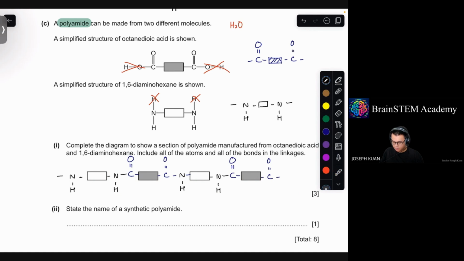Now, 2, state the name of a synthetic polyamide. The most popular example is nylon.